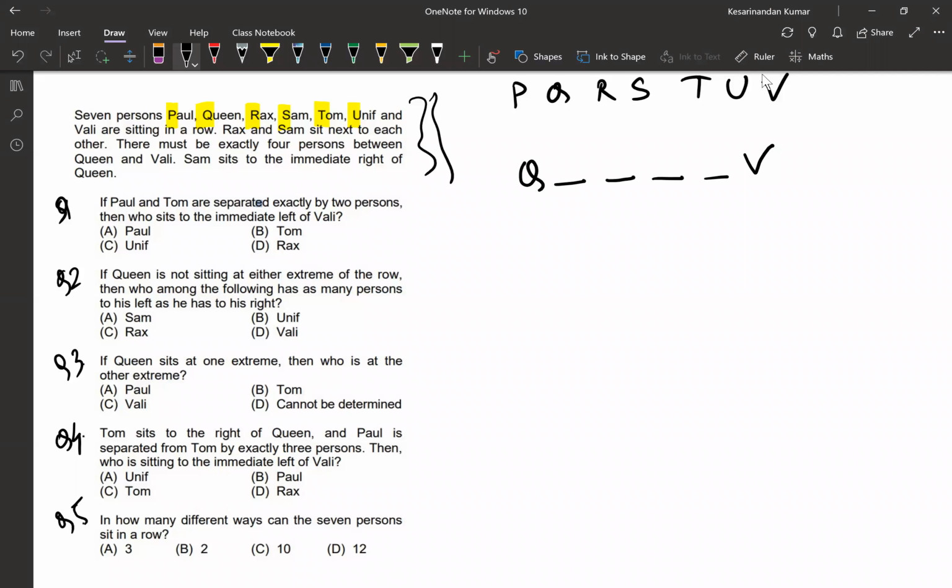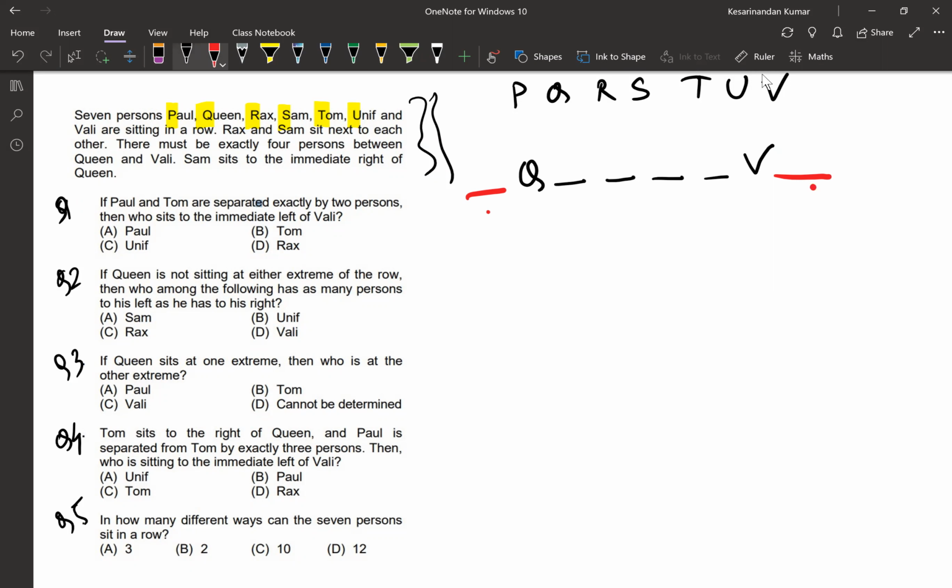So including Q and V, how many people do we have got? 6. So what can happen is 7th place can be either here or here, anywhere. We do not know it yet. Sam sits to the immediate right of Queen.